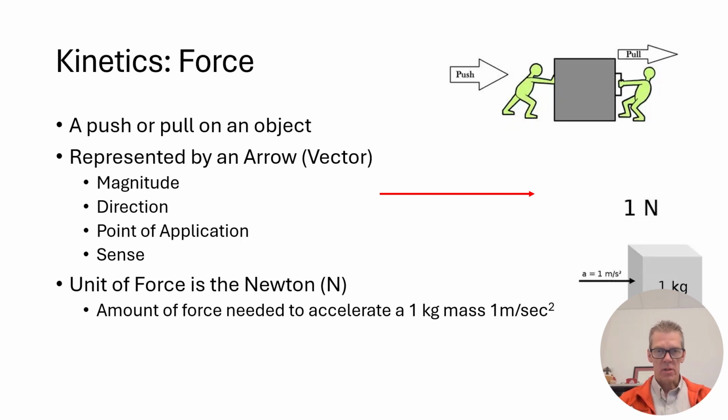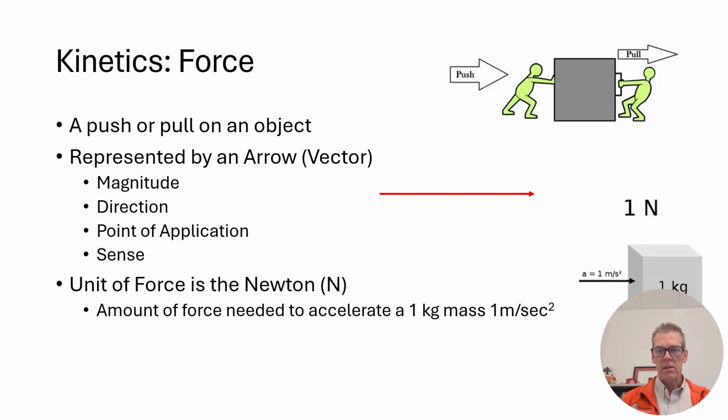We represent forces with an arrow. More technically, it's called a vector. And that vector has four important attributes that we need to be considering. The first is magnitude. So how much force is being applied, either through a push or a pull. When we represent a force by a vector or an arrow, the length of that arrow indicates the magnitude of the force. So typically the longer the arrow, the greater the force.